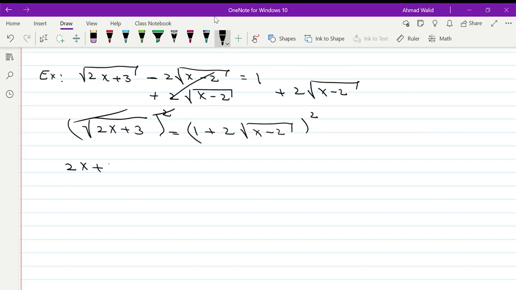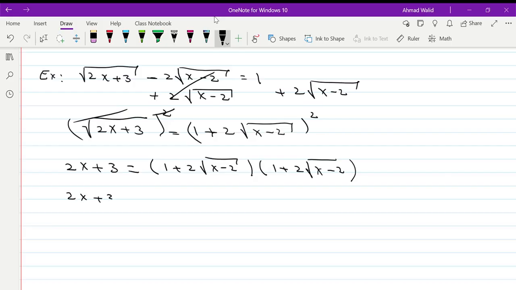2x plus 3 equals. If you know the a plus b formula, you can do it in one line, but I'm not pushing you to use that formula here because a radical is involved. Easily you can make a mistake. Write it as 2 parentheses, 1 plus 2 radical x minus 2 times another of them, which is 1 plus 2 radical x minus 2. Now FOIL.